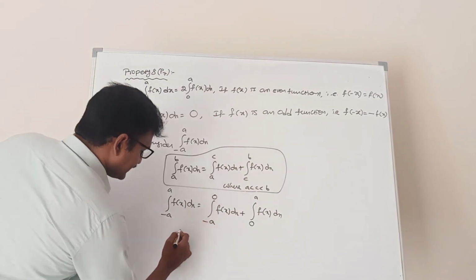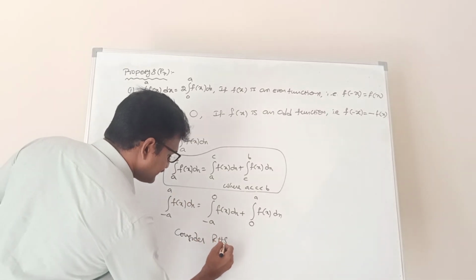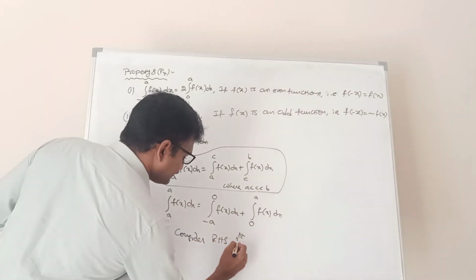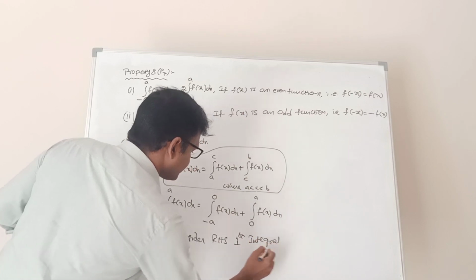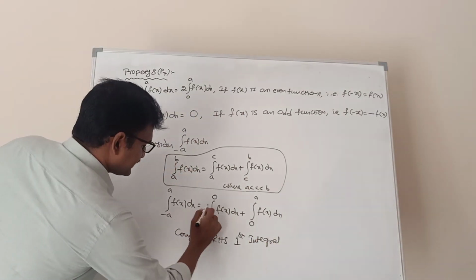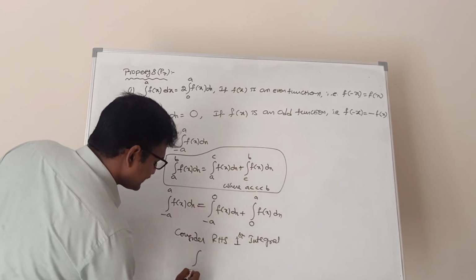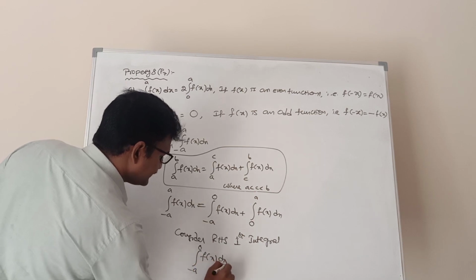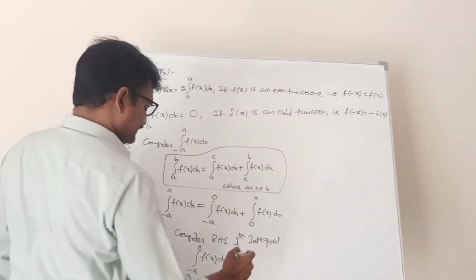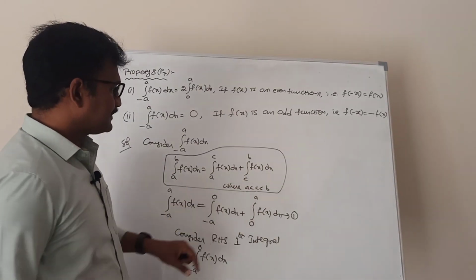In this, consider the right hand side first integral. Right hand side means after the equal sign. This is the first integral, minus a to 0 f of x dx. Let this be equation number 1.